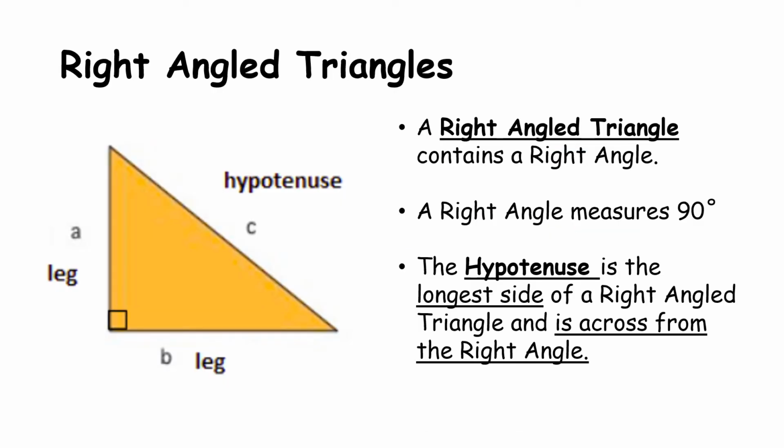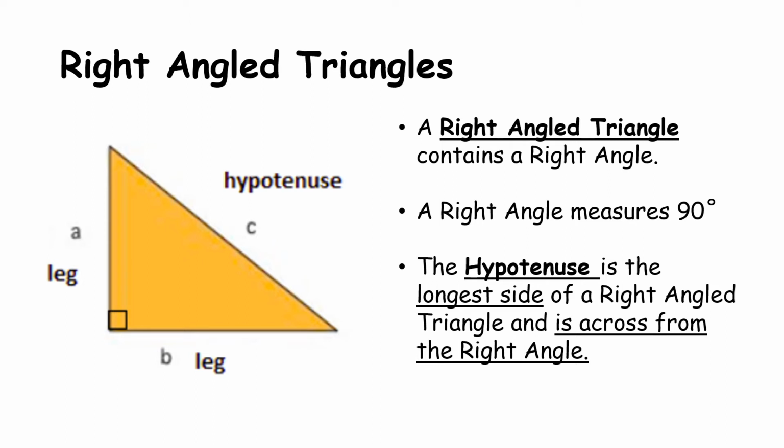So let's just do a really quick revision on right angle triangles. So I have a right angle triangle here. A right angle triangle is one that contains a right angle. Do be aware that you should never assume that it's a right angle triangle. There is always something to indicate it, like our square here, to tell us that that is a right angle. A right angle measures 90 degrees.